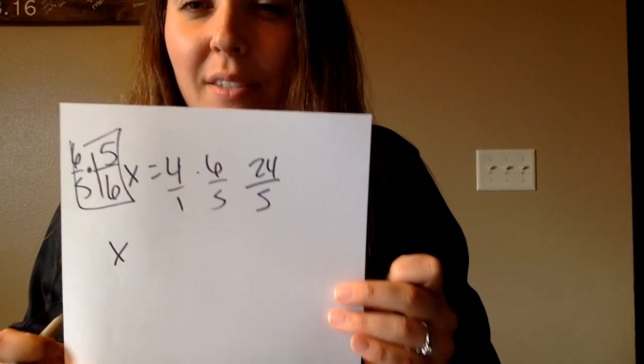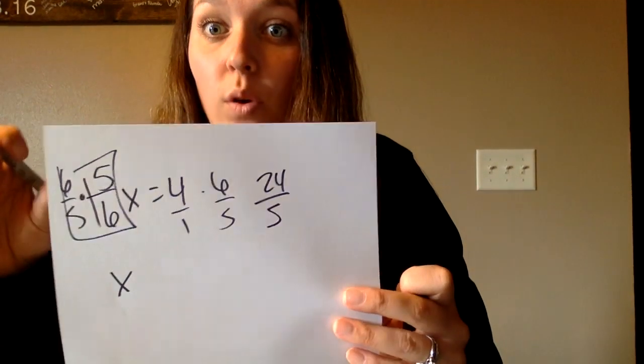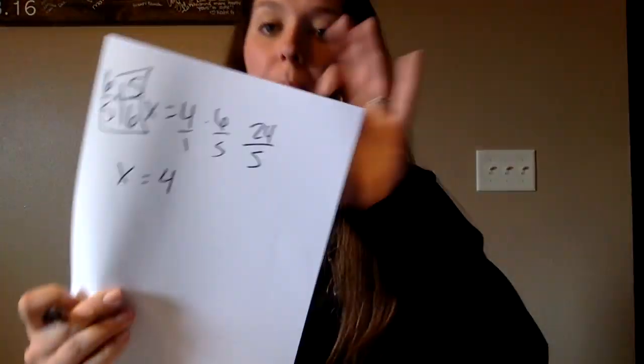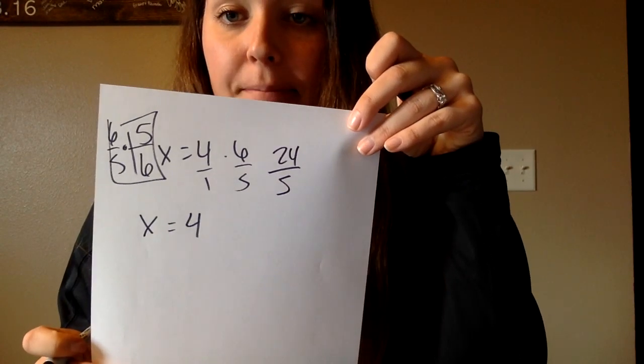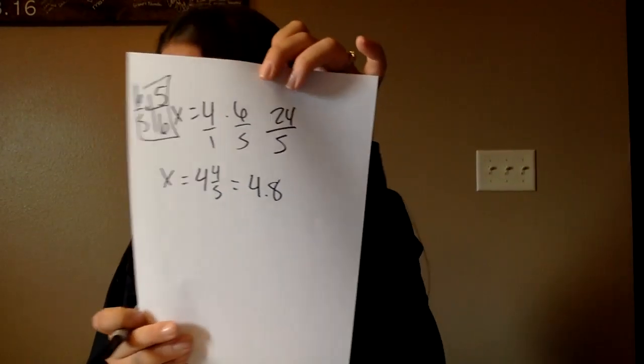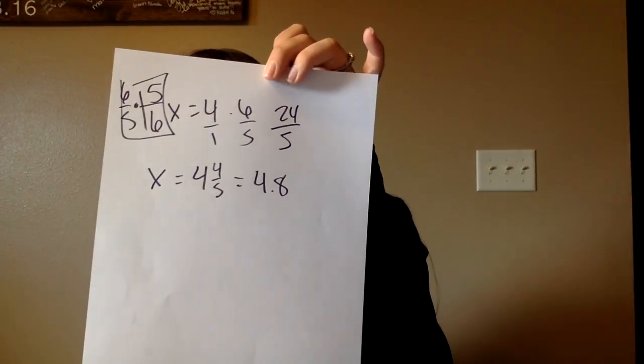So that is not as meaningful as if we turn that back into a mixed number. So we are able to pull out 4 wholes. Pulling out 4 wholes, we use up 20 of the 24. So we have 4, and then we have 4 left over. So that's 4/5, which is the same thing as 4.8. So the first question is 4.8.